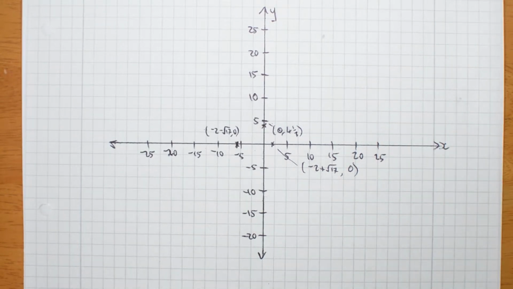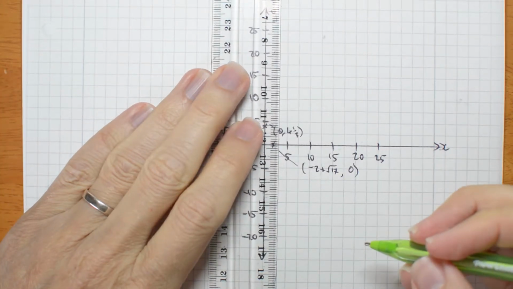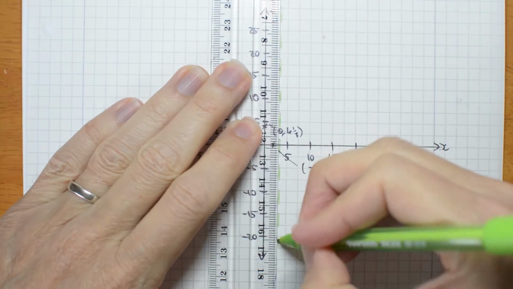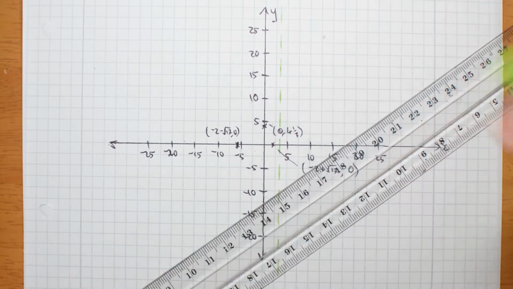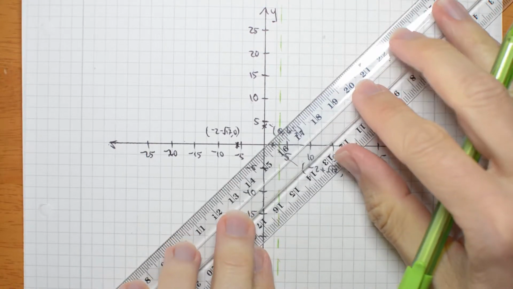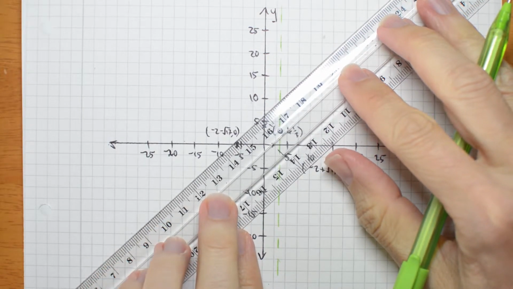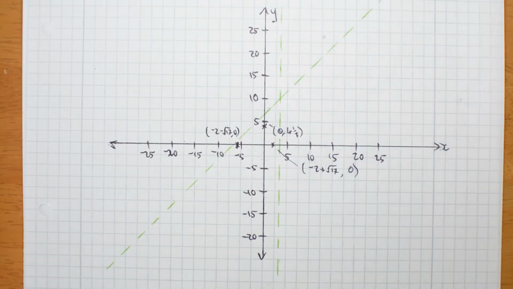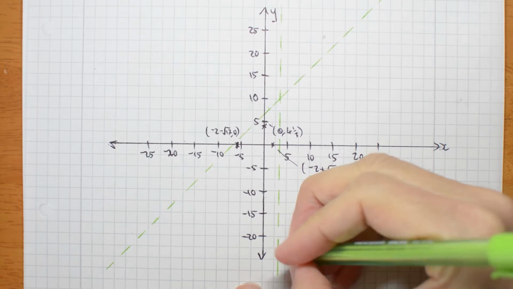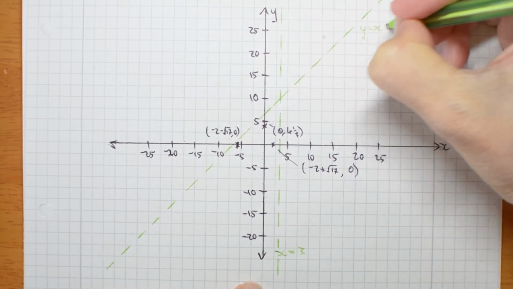What else do I know? I have a vertical asymptote at x equals 3. Now my special other asymptote was y equals x plus 7. So that's a diagonal line, but going through 7. Oh, I should probably label those. x equals 3 and y equals x plus 7.